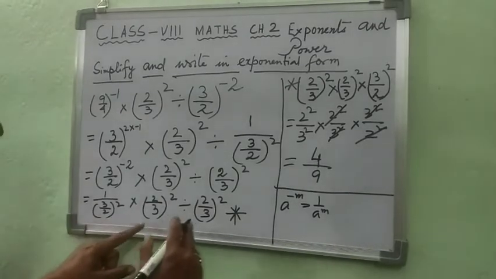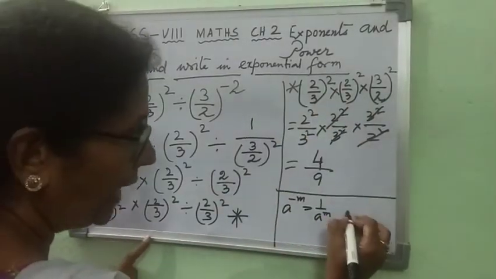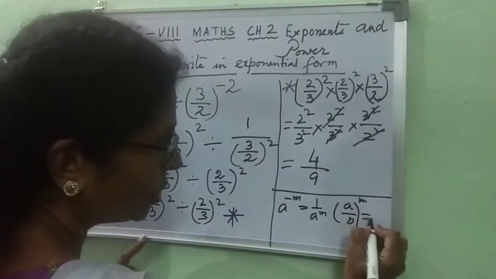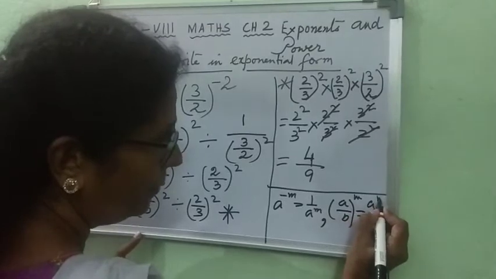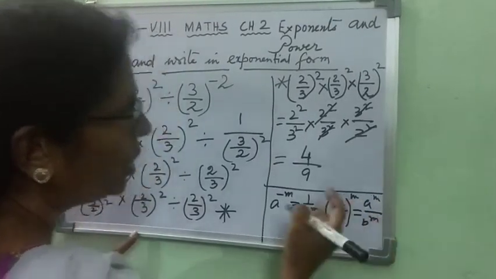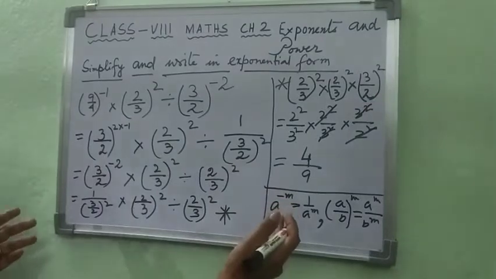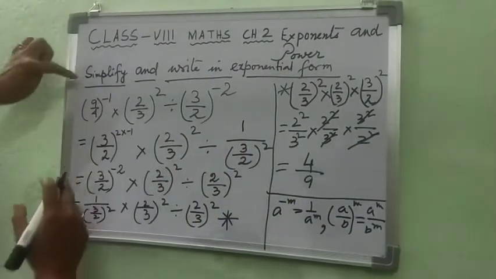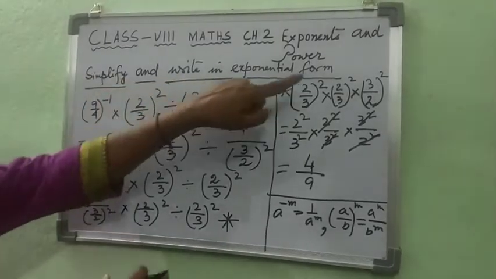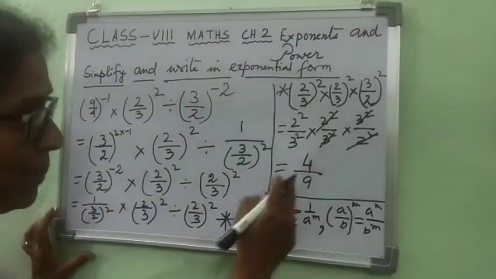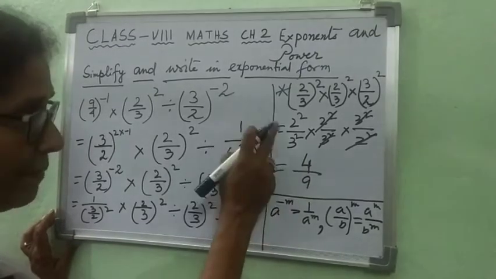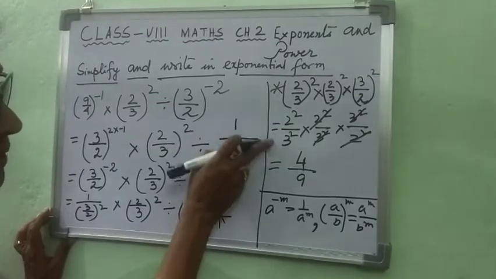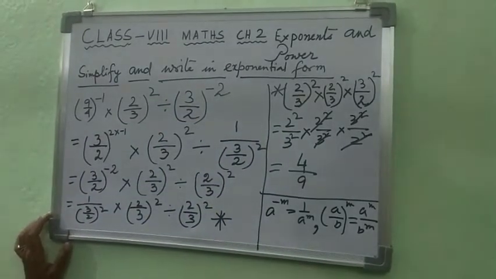Next we have used again this part, (a/b)^m is equal to a to the power m divided by b to the power m. So these two laws of exponent were used to solve this question, and here it is given, simplify and write in exponential form. So after simplifying we are getting this one, but actually when exponential form is asked, you have to write 2 square by 3 square, that is the actual exponential form.